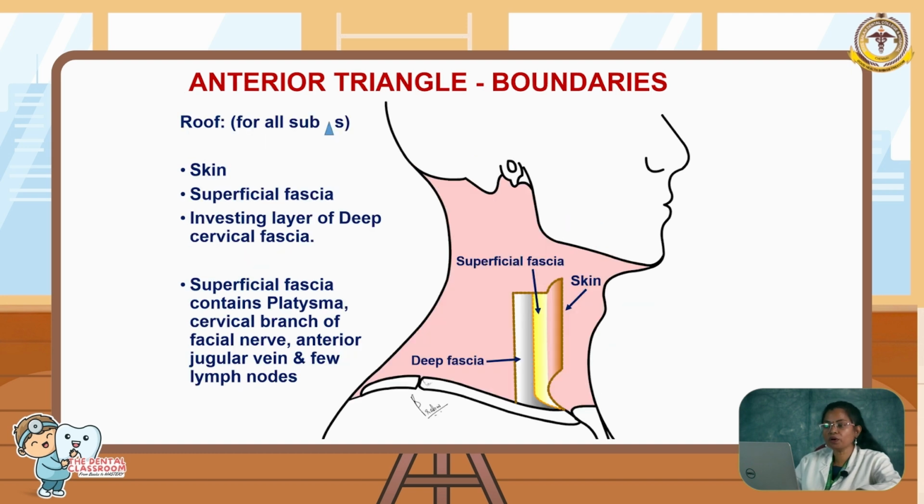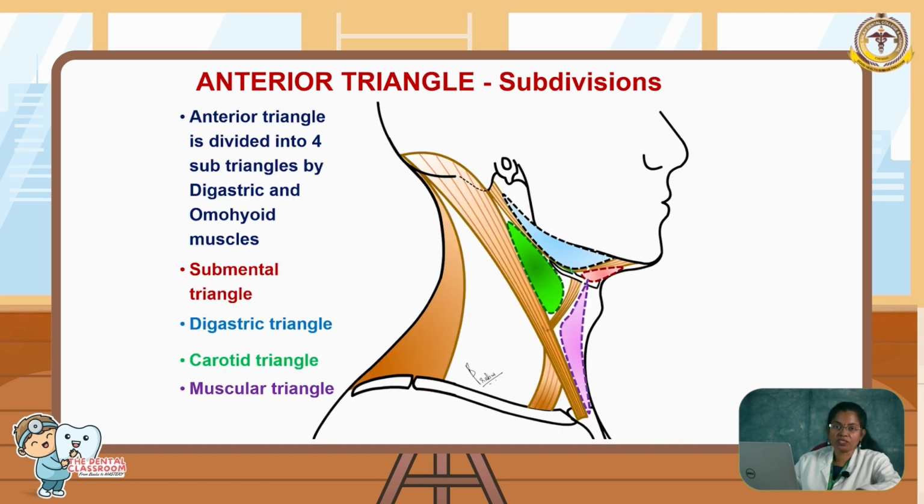If you see the roof of the anterior triangle, it is formed by the skin, superficial fascia, and the deep fascia. The deep fascia here is the investing layer of deep cervical fascia, and superficial fascia contains a few structures like platysma, the cervical branch of facial nerve, and a few lymph nodes. Let's see the subdivisions of anterior triangle.